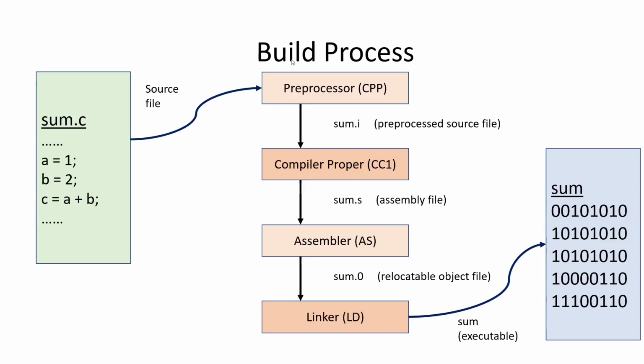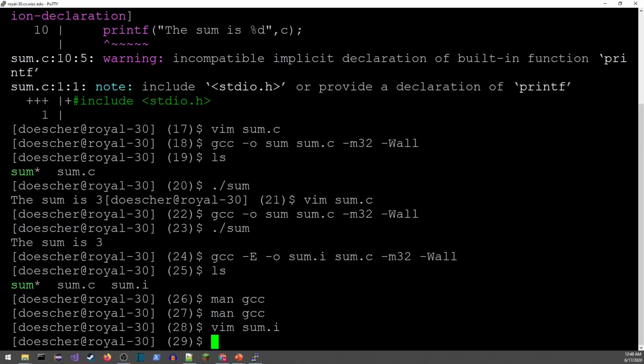Okay guys, so we just finished the first step of the build process and looked at sum.i and created a pre-processed source file where it just copied and pasted in the header file that included the printf statement. The next thing we're going to do is run the compiler proper. This is what's going to give us the assembly code. And the command that we need to stop after the compiler proper step is -s.